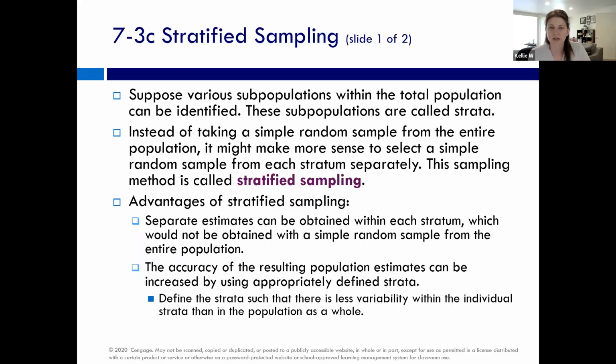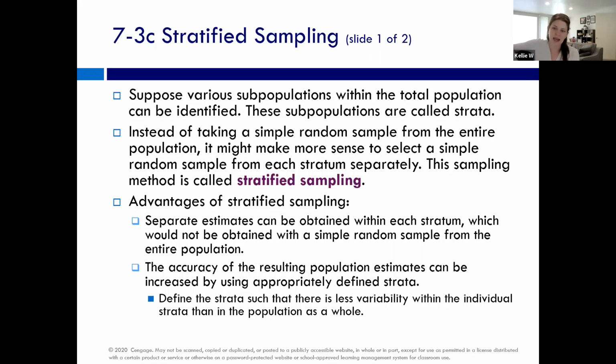All right, another sampling methodology is stratified sampling. So we could take subpopulations from within our total population, and we would call those strata. And then instead of taking a random sample from the whole population, we would select random samples from each of those groups. And that's why it's called stratified sampling. We would do this if we wanted to have separate estimates from within each stratum or class. And we wouldn't be able to do that if we randomly sampled from the whole population.